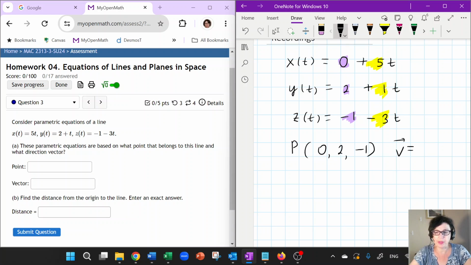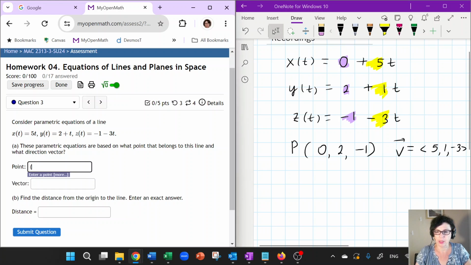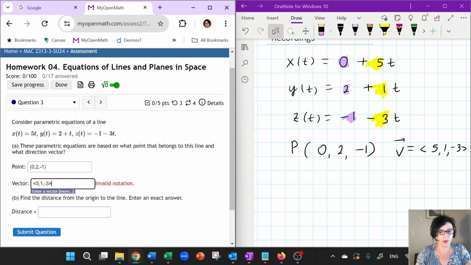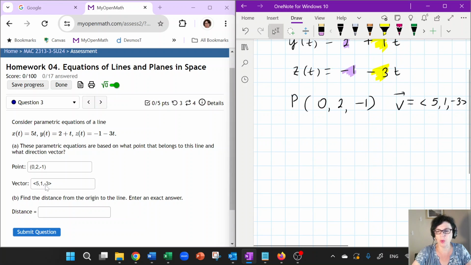Now, be careful with notation because (0, 2, -1) was a point. We need parentheses. But since v is a vector, we need angular brackets. So this would be <5, 1, -3>. Okay, so let's go ahead and put that here. So this is (0, 2, -1). And then this is a vector, so we want vector brackets, <5, 1, -3>. Now we have to find the distance from the origin.